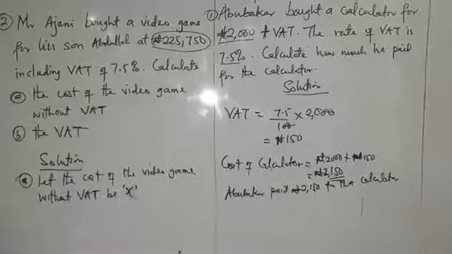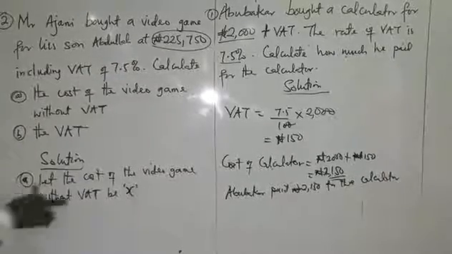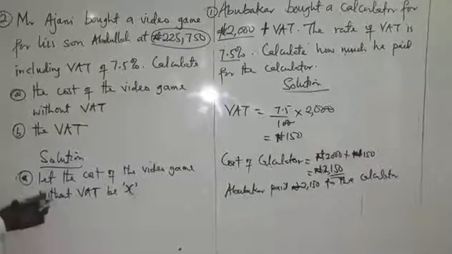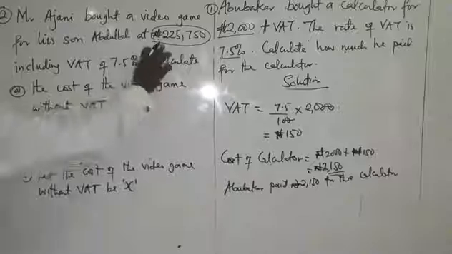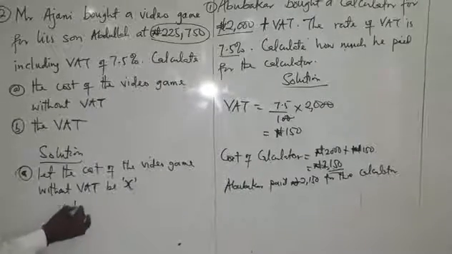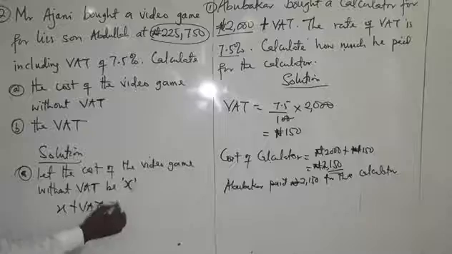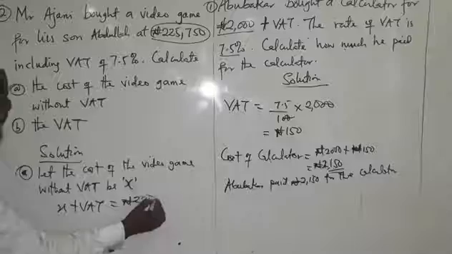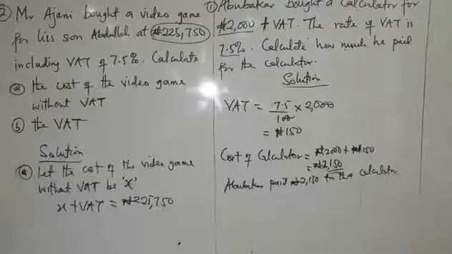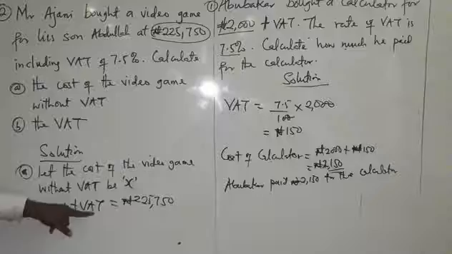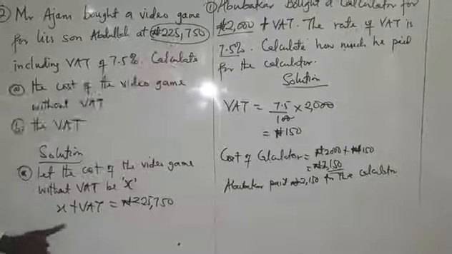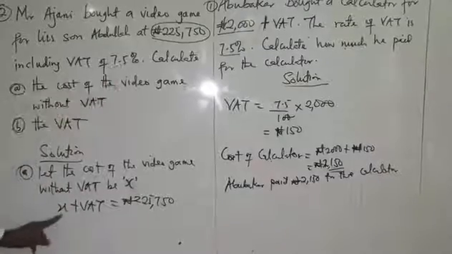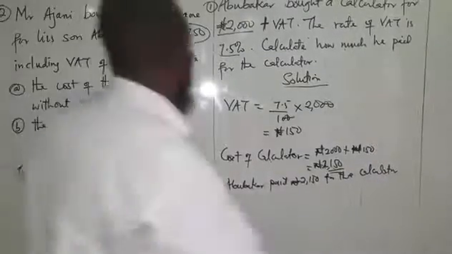So this cost here, if the cost of the game is X, that means the VAT on it, because this one is included in it, means cost plus VAT equals what? 225,750. That is, the cost of the game plus VAT is equal to this. That's what this one means. And VAT is 7.5% of X. So let's continue from here.